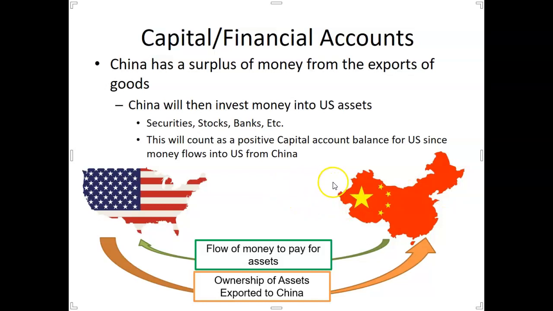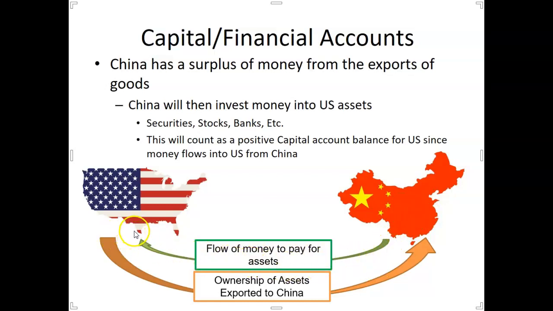Why? They have such a high current account surplus that they have extra money they can lend out. So China will be a lender, and the United States would be seen as a borrower because they usually run a deficit. So China will invest money into United States assets like securities and stocks. This will count as a positive capital account balance for the United States because again the money is flowing from China into the United States.